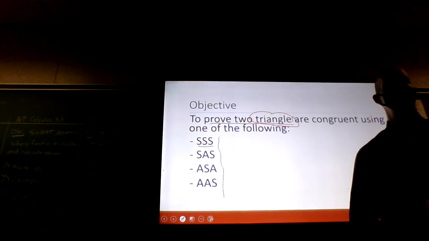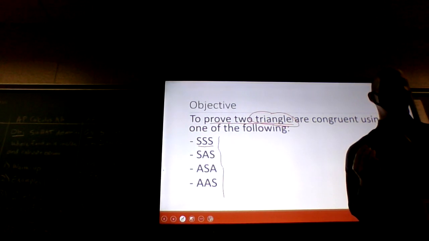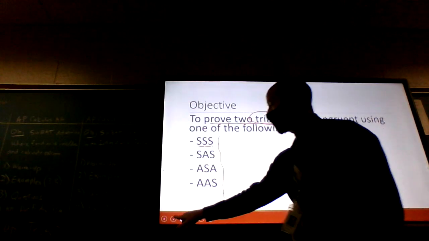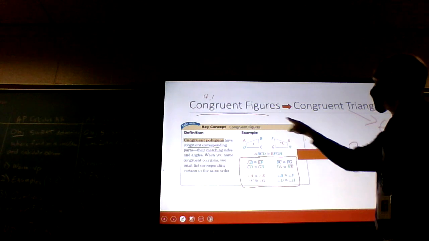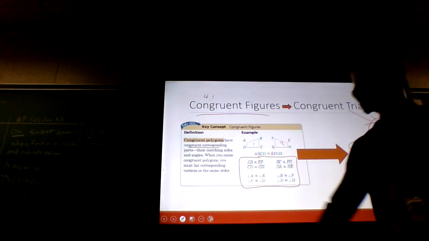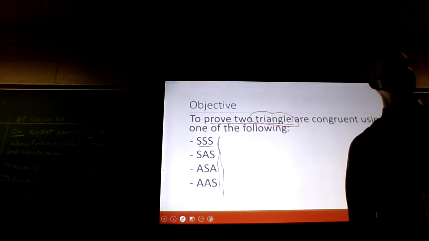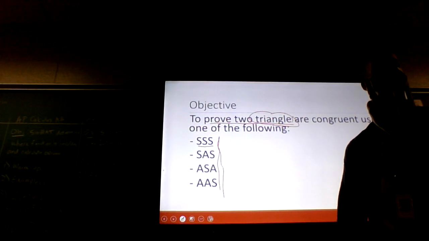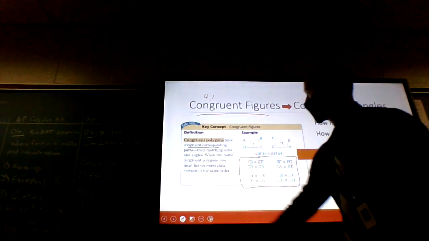Count the letters. Now, I'm trying to make a point here. If you're going to use the definition to prove two figures are congruent and they're triangles, you'd have to prove 6 things. That's a lot. But if you use these 4 postulates or theorems, you only have to do 3 to prove them congruent. Okay? So let's see an example of that.